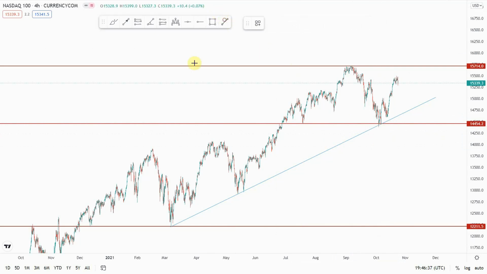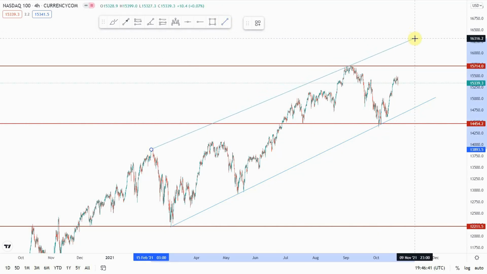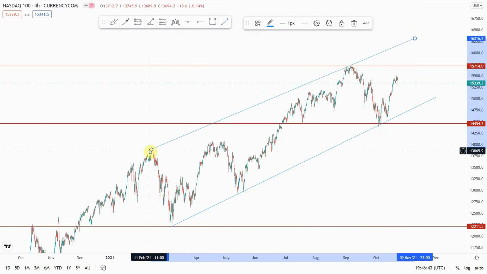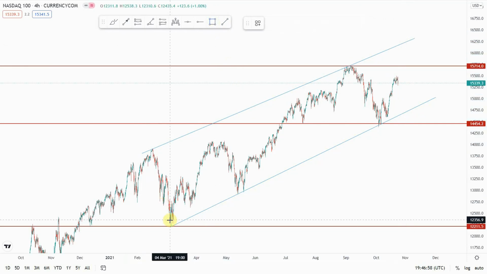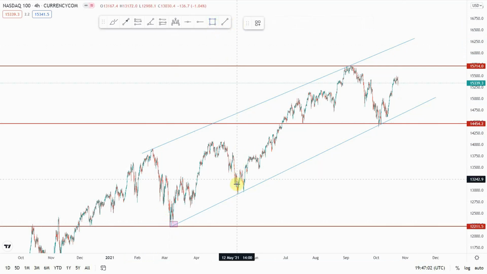So here you're going to create a diagonal resistance going to the top. As much as we can see, the diagonal resistance has two touches. So it's either we're going to reverse here or we're going to reverse here. But this is Nasdaq. I feel like we're going to reverse at the diagonal resistance. So this is our first touch here. This is our second touch.